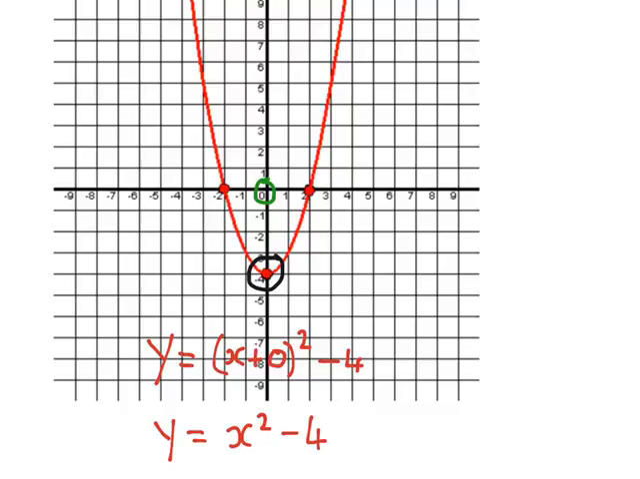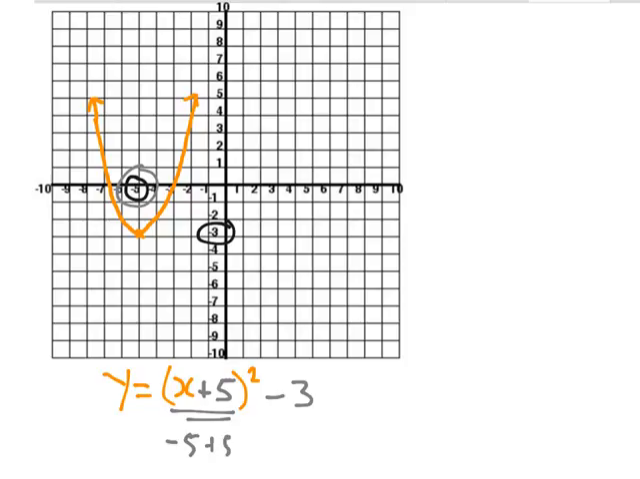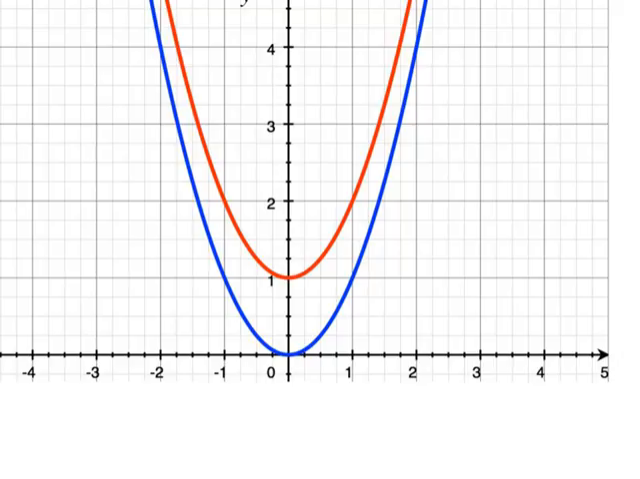Here we go. So what's the equation? Look at the vertex, find the x value and the y value. Then put them in. The x value is this one here, and the y value is minus 3. We change the sign of the x one only because negative 5 plus 5 has to equal 0. Isn't that cool?